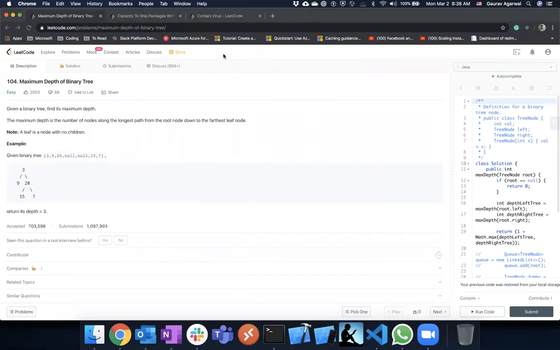Thank you. So there, the definition is given. The maximum depth is the number of nodes along the longest path from the root node down to the farthest leaf node. So they are counting the number of nodes from the root along the longest path leading to a leaf. In this case, 3, 20, 15 and 3, 20, 7 is the second path, which is again of length 3, and the path on the left, 3, 9, is of length 2. So we can pick any of the paths on the right. So the depth is 3.